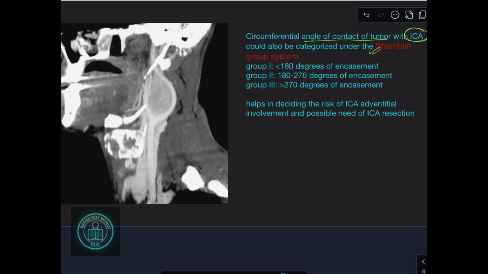This classification based on the angle of contact of tumor with the ICA is categorized under the Shamblin group system, where group 1 is less than 180 degrees of encasement, group 2 is 180 to 270 degrees of encasement, and group 3 is more than 270 degrees of encasement. It is important for management, for deciding what type of surgery has to be done for resection of the tumor, and whether ICA resection is needed or not. It helps in deciding the risk of ICA adventitial involvement and the possible need for ICA resection. So that is all about the Shamblin group classification for carotid body tumors.